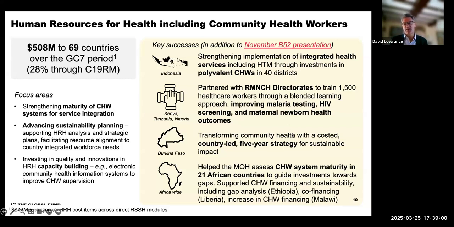In a number of countries, there have been expansions through blended training initiatives of integrated services, including HIV, TB, malaria, and reproductive, maternal, and child health. And there are many examples where assessments have been done to look at the specific status of community health worker programs, which are going to lay the foundation for more strategic investments going forward, including in the next cycle. Next slide, please.